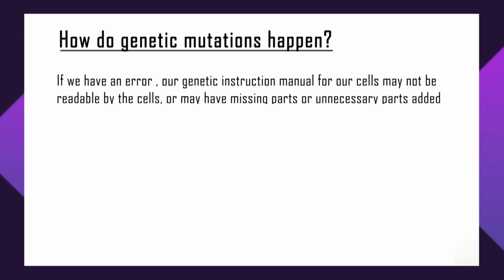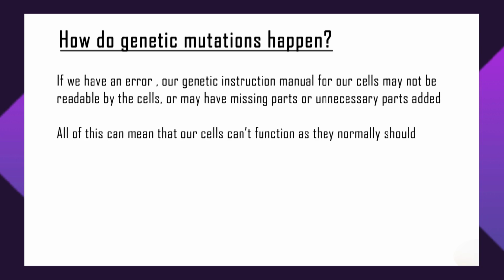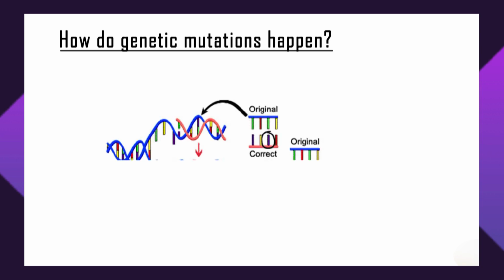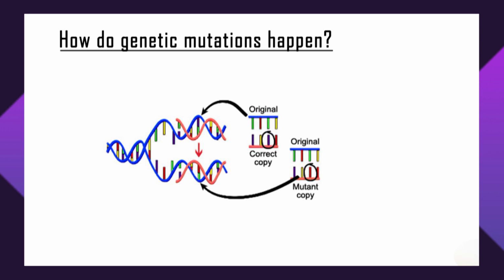If we have an error, that means a genetic mutation, our genetic instruction manual for our cells may not be readable by the cells, or may have missing parts or unnecessary parts added. All of this can mean that our cells can't function as they normally should.